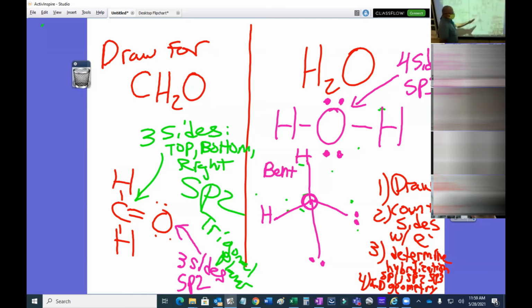Because these are slightly positive, these are negative. So it makes like a bar magnet, with an arrow pointing towards the negative that way, and that makes them all stick together so we can have a liquid ocean. We can have liquid in our blood.